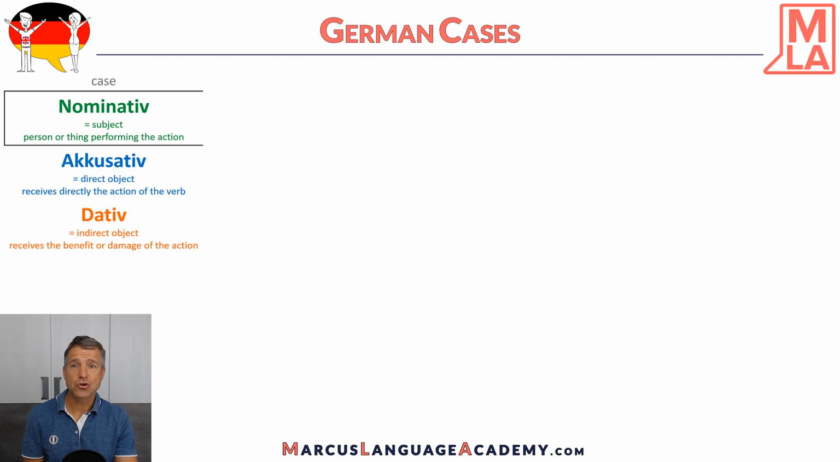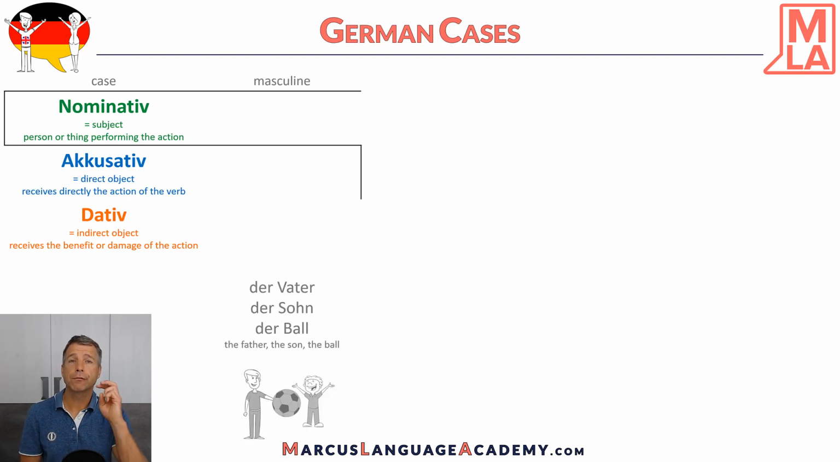The thing is, in German we also have three different genders. The first gender I'd like to show you is the masculine gender, and the article here is der. Down here we have an example with three words: der Vater, der Sohn, der Ball. The father, the son, the ball. Now I'd like you to say a sentence with those three words: the father gives the ball to the son. So how do you say this?